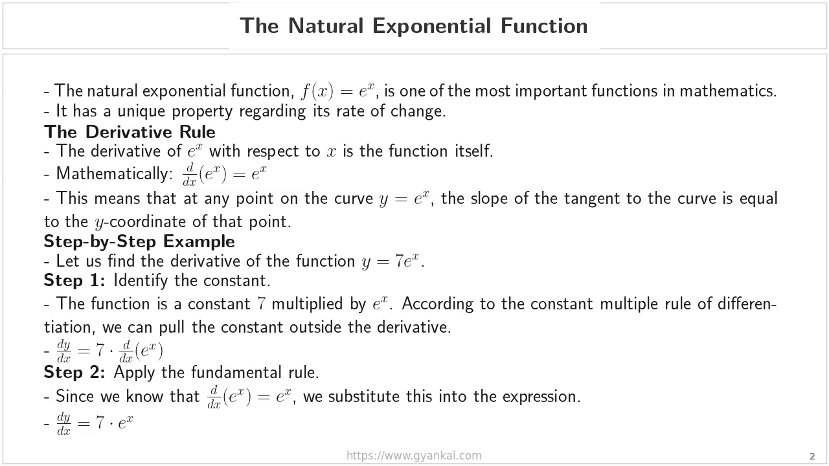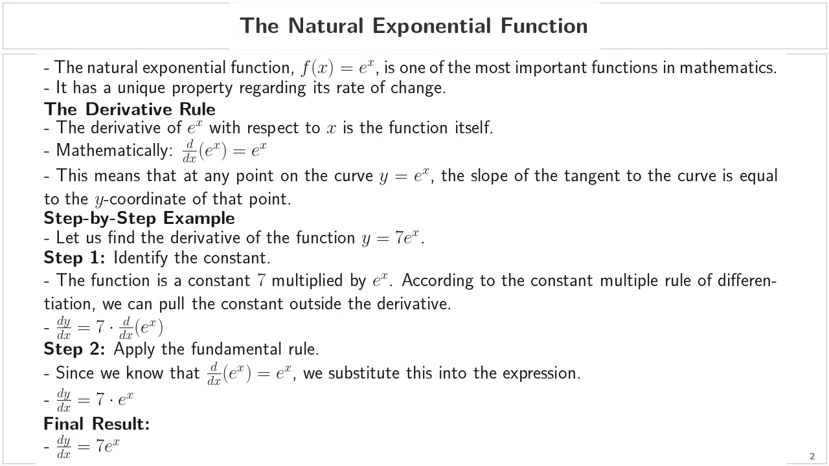In step 2, we apply the fundamental rule we just discussed. Since we know that the derivative of e to the power x is simply e to the power x, we substitute this into our expression. This gives us dy by dx equals 7 times e to the power x. As a final result, the derivative dy by dx equals 7e to the power x. Once you are comfortable with this exponential rule, we will move on to the next slide to discuss the natural logarithmic function, which is the inverse of the function we have just analyzed.